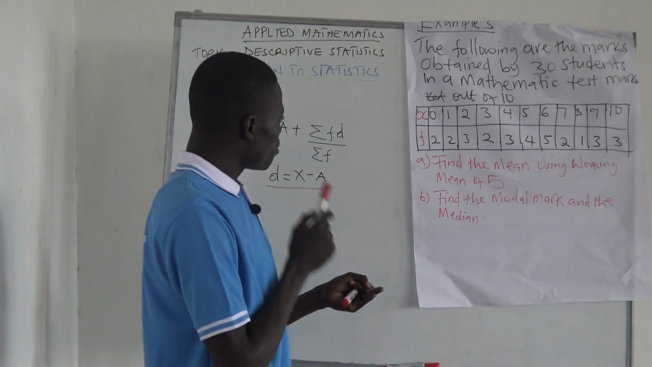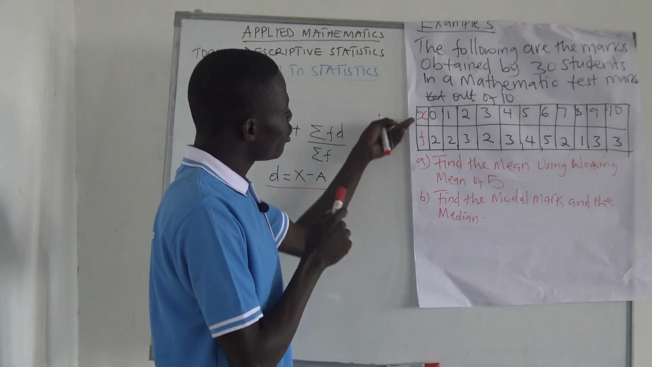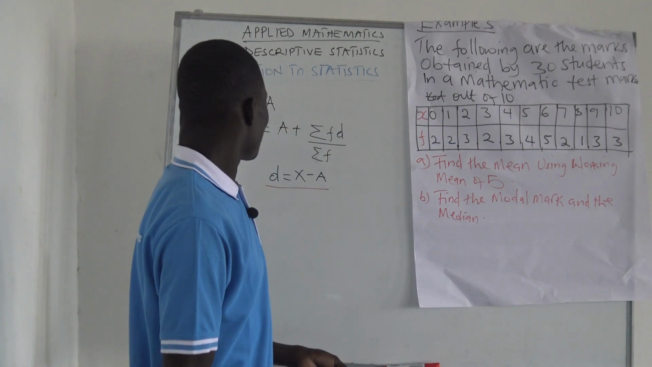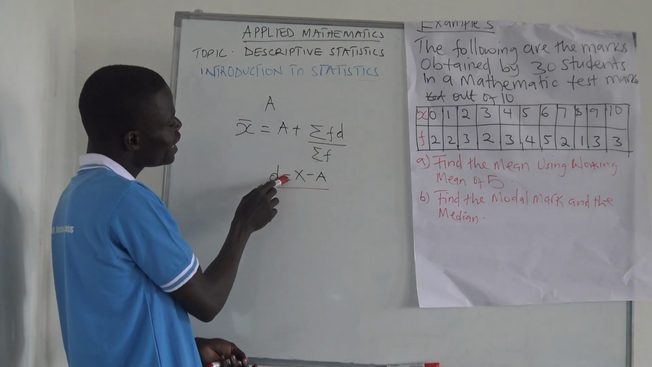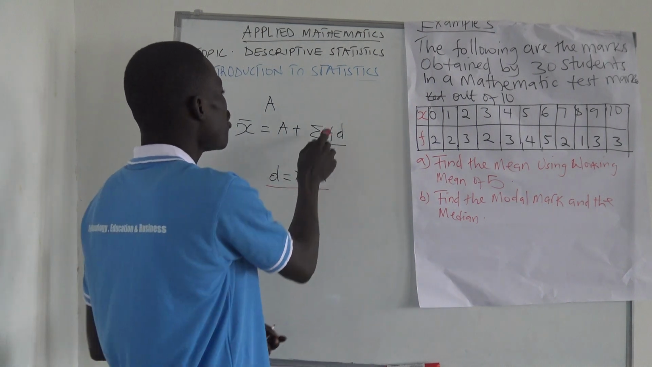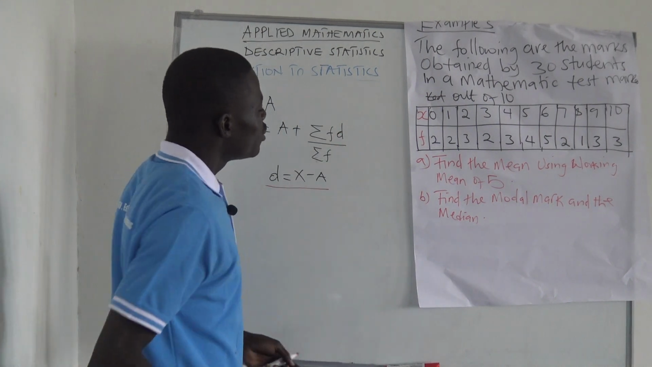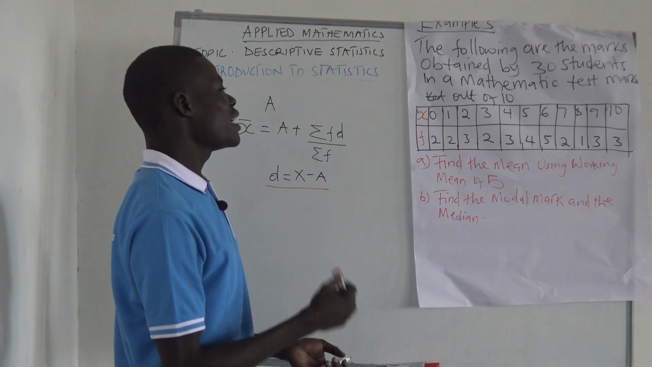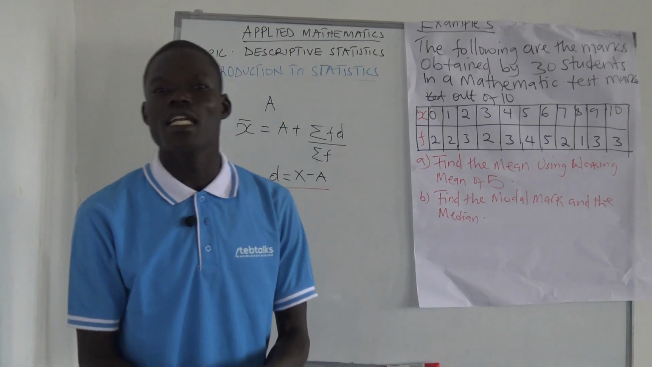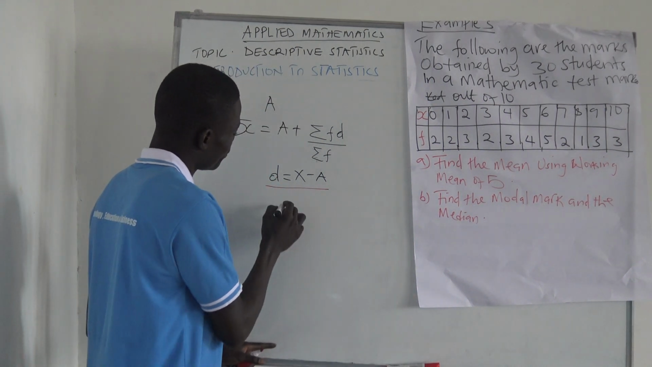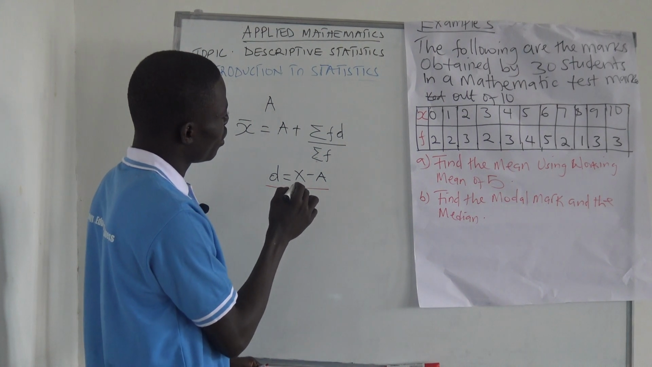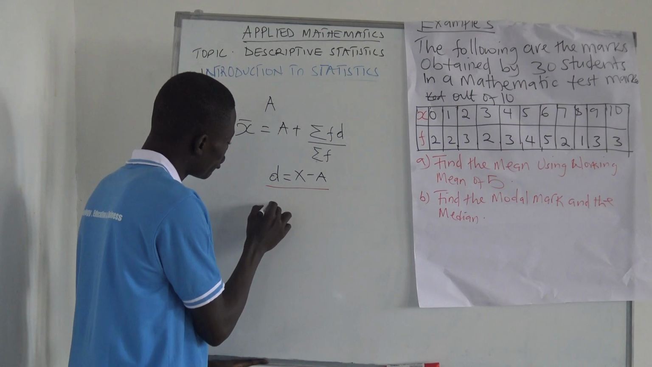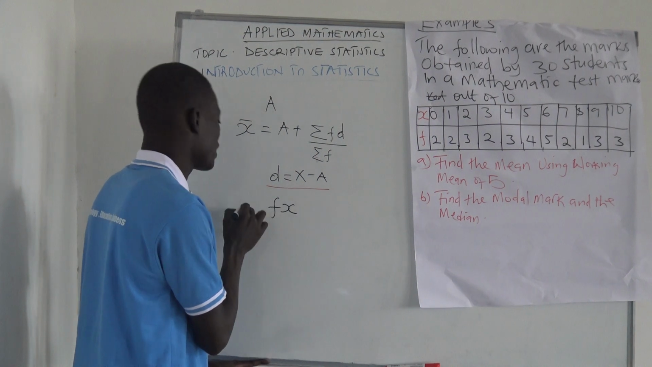And then we have the table for frequency. We have the column for X, variable X. We have the column for D. And then we have the column for FD. Those are the only things which we need. At this time, we are not going to include the column for Fx.